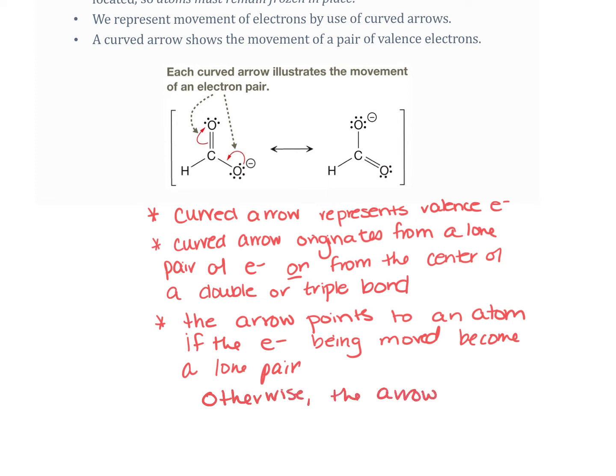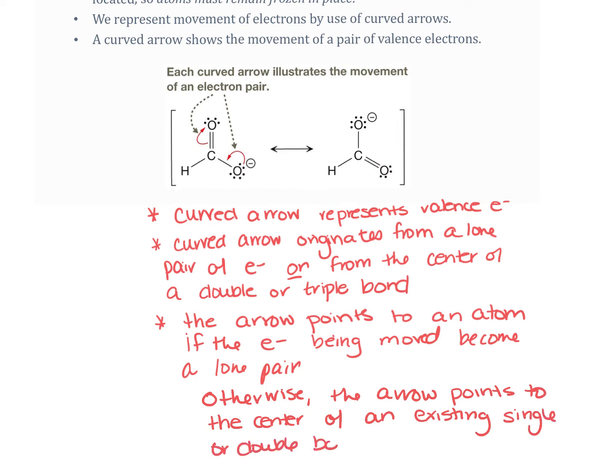the arrow points to the center of an existing single or double bond to form a new double or triple bond. Okay, so let's look at this.